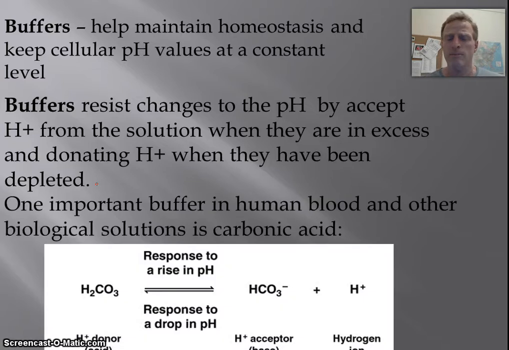So an example of this in your blood is carbonic acid. Carbonic acid, if there's a lot of hydrogen ion in your blood, it's getting too acidic, it will absorb that hydrogen ion. If there's not enough hydrogen ion in your blood, the pH is getting too high, then it will release hydrogen ion. So you can see it's a reversible reaction where it can either release the hydrogen ion or absorb the hydrogen ion to form carbonic acid. And that's how buffers help regulate our blood pH and keep our blood right around pH of 7 so that we can survive.